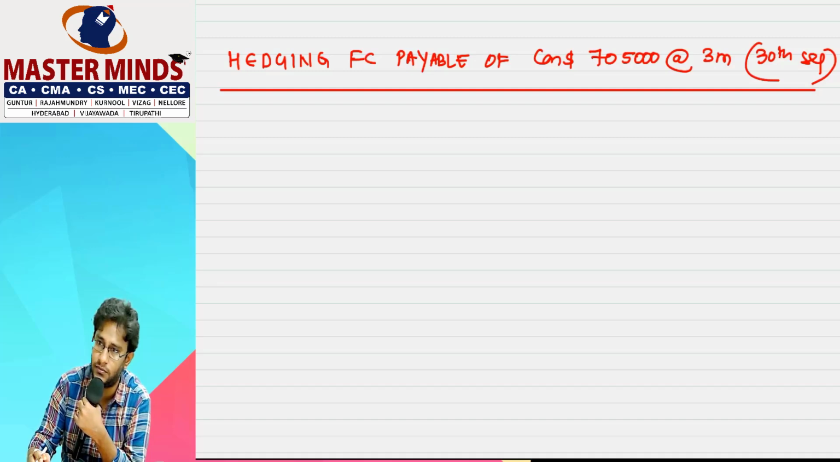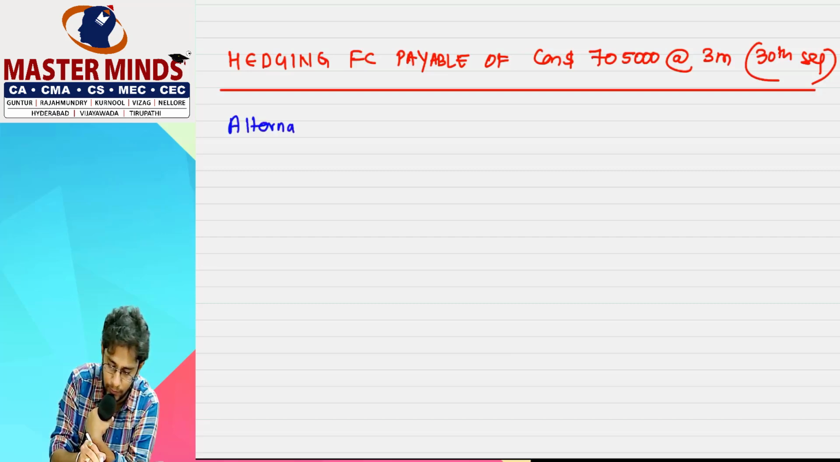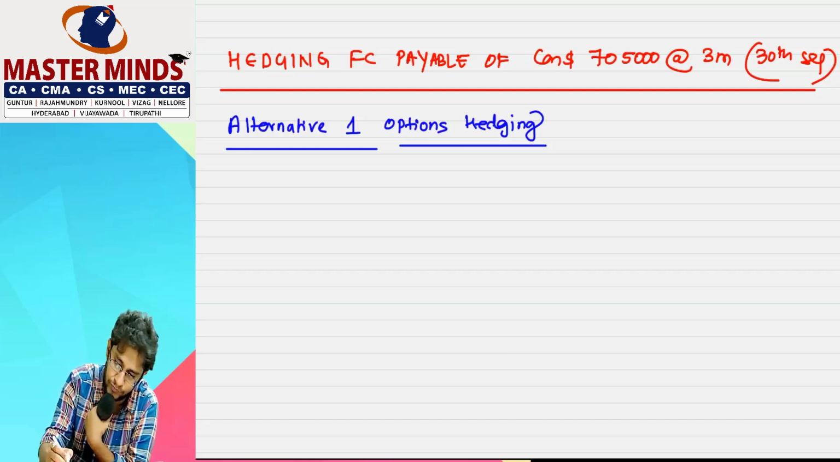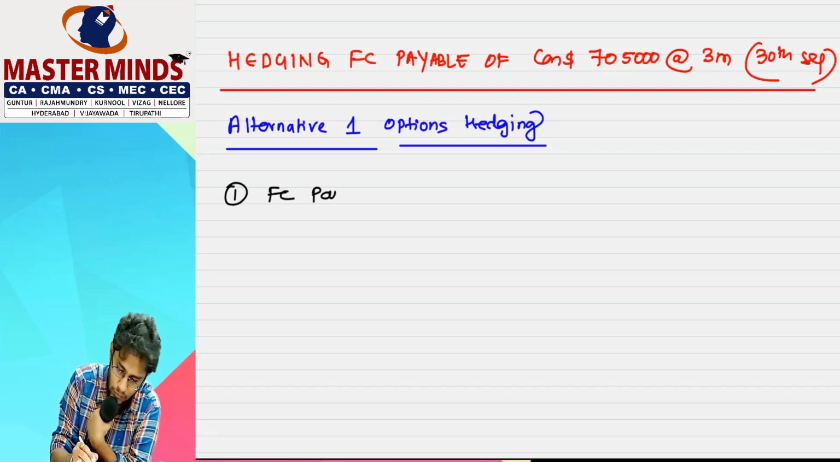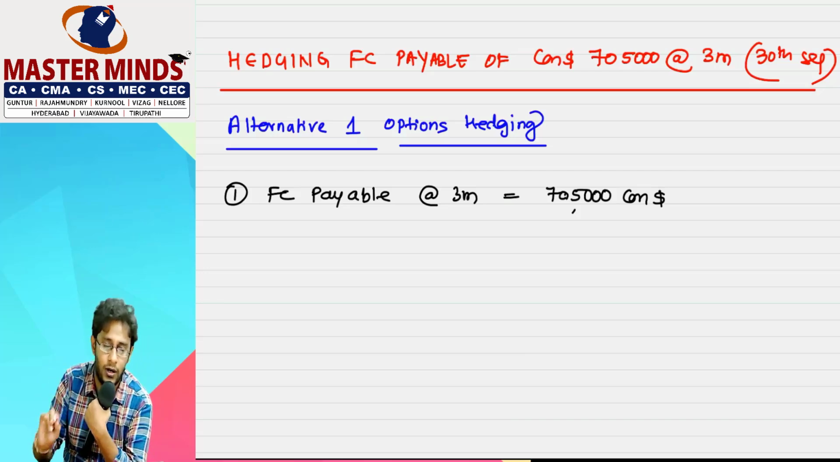Should I change the presentation? Because this might be very heavy. Alternative 1. Options hedging. FC payable at 3 months, 7 lakh 5,000 CAN dollars. Risk selection, all that over already.